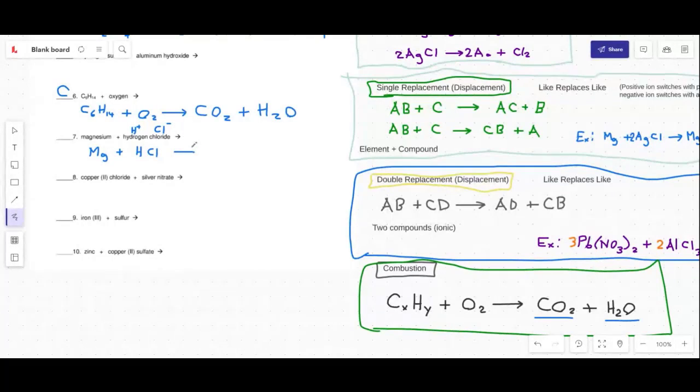And what type of reaction is this? Where I have an element and a compound. What type of reaction is this? What do you think, gang? Single replacement. Single replacement, very good. It's a single replacement reaction.